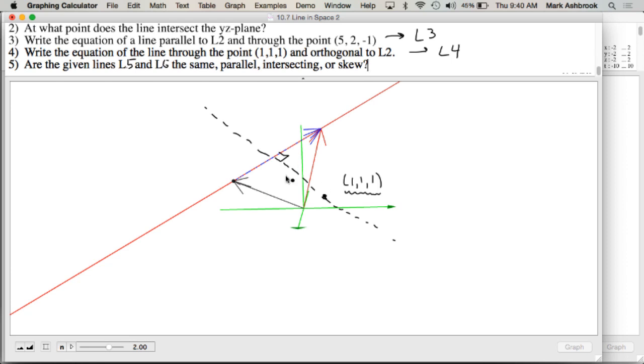And so we know that that direction vector is going to be what? Orthogonal to this. Is there just one vector that's orthogonal to the direction vector of our original line? Or are there more than one? Many, right? In three-dimensional space. In 2D, there would just be one, given a vector in 2D.